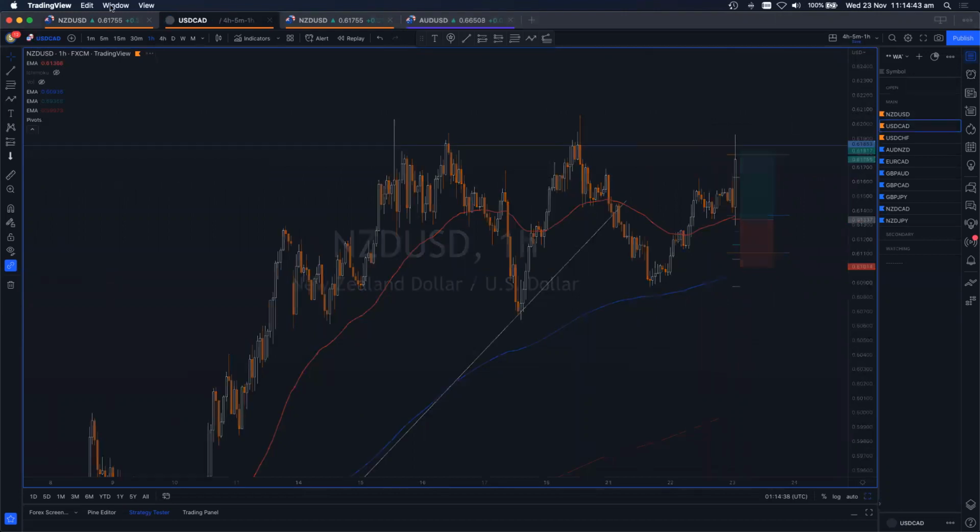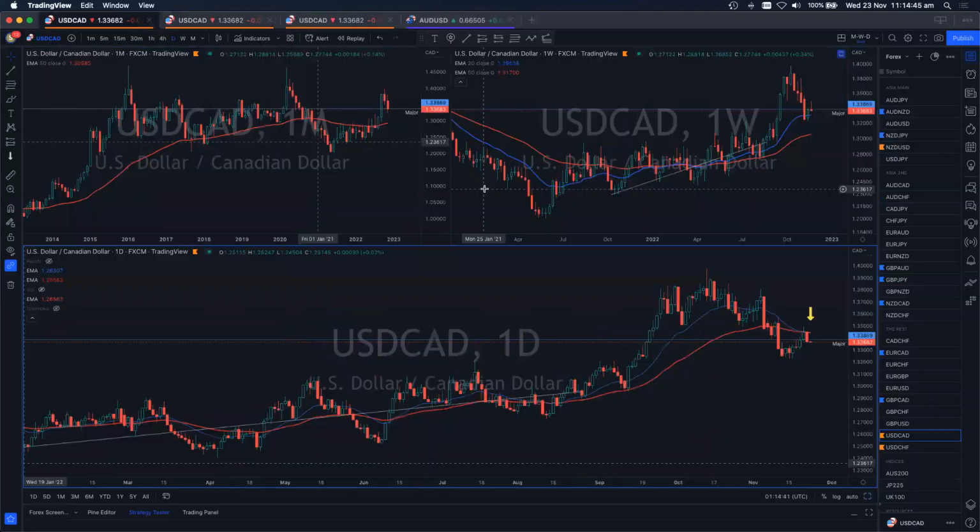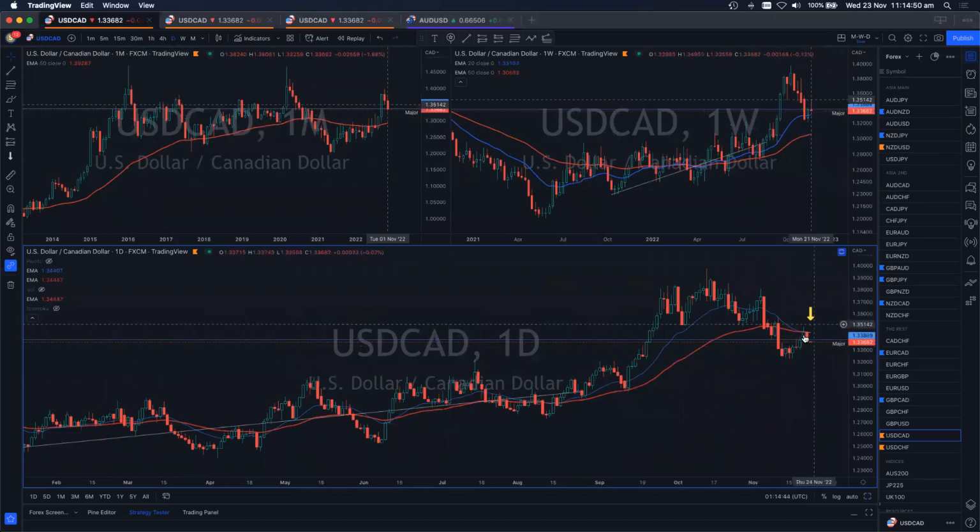We'll move on to dollar CAD. Okay, dollar CAD. We've had a rejection of the daily 50 here, looking pretty good. Being good for a bit more bearish action. Monthly looking bearish, weekly looking bearish. Hasn't reached the weekly 50 yet, so venturing to the downside. So we can look at like a bearish day today.